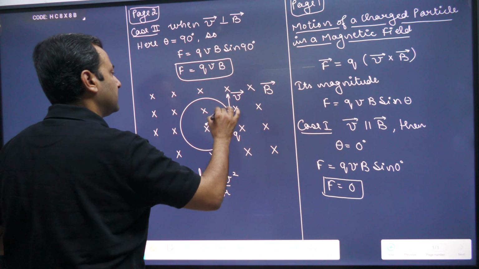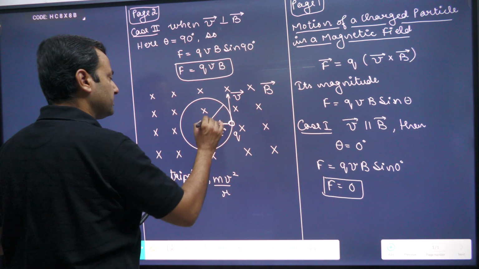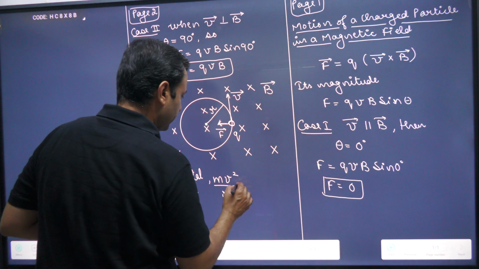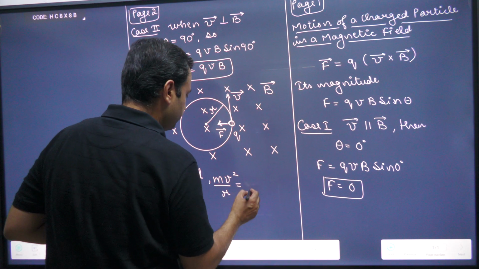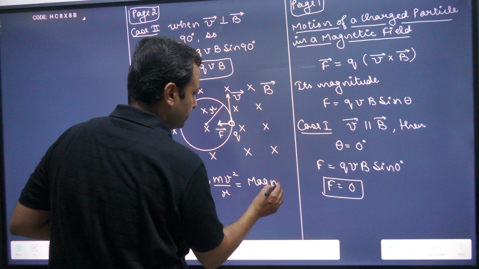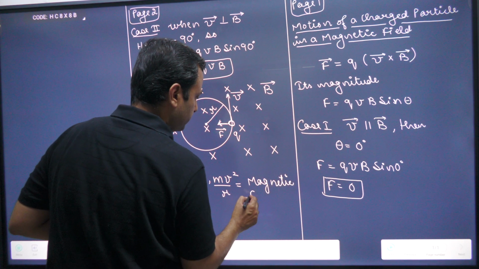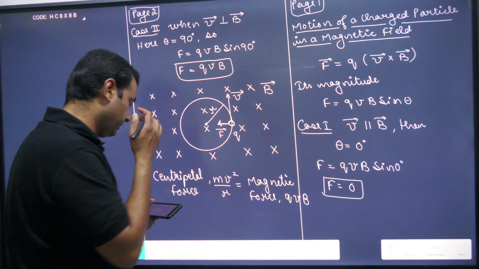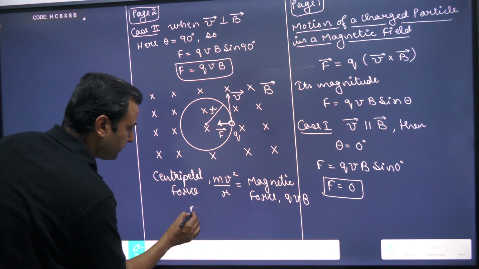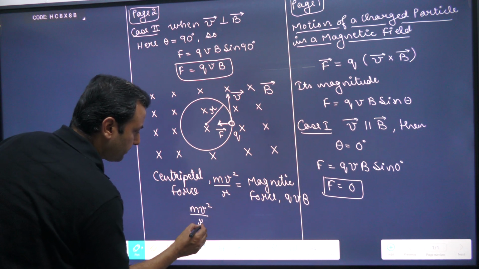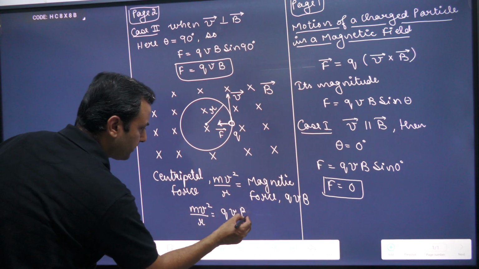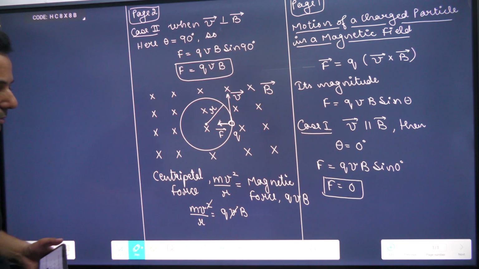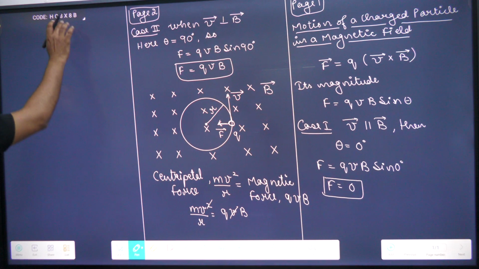So let us consider that the radius of the circular path is small r. So centripetal force mv square upon r is equal to the magnetic force, QVB. So mv square upon r is equal to QVB. Let's cancel this V by this V, and let us find out the radius of the circular path. So r will be mv upon QB.